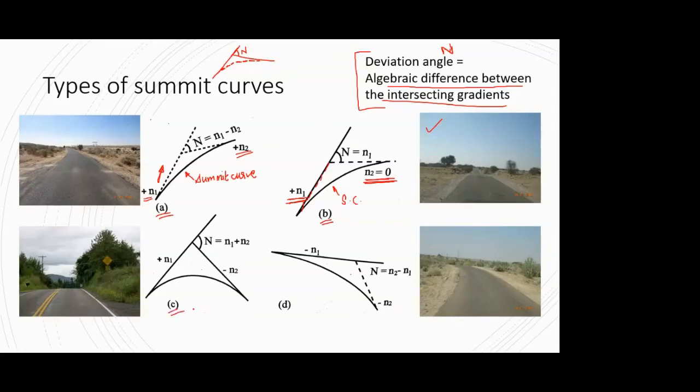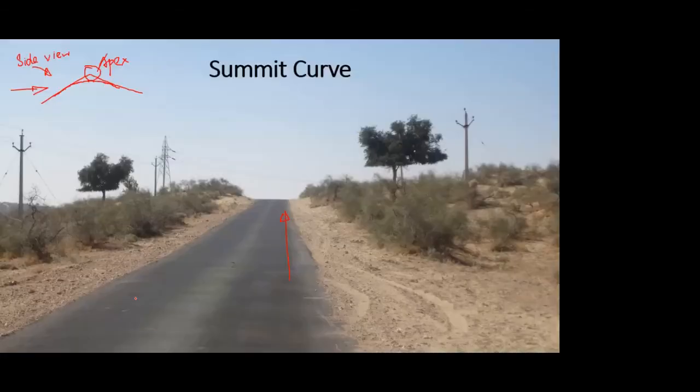Type C of summit curve, that is you have an up gradient and it is followed by a gradient n2. In that case, you have this apex kind of formation, and using this summit curve, you see that's the figure of the summit curve. So the same was shown. So this is also a type C over here.